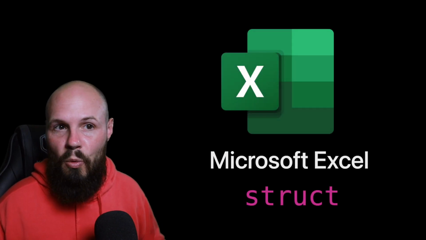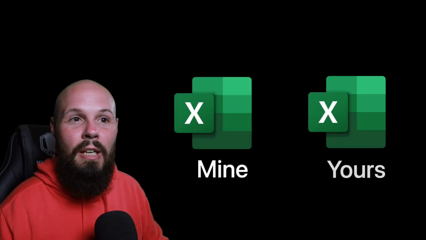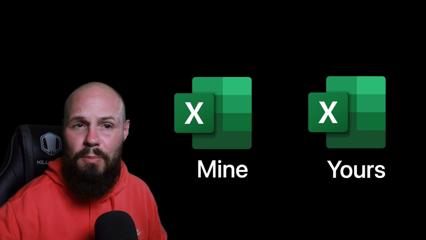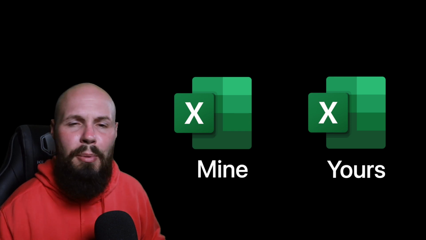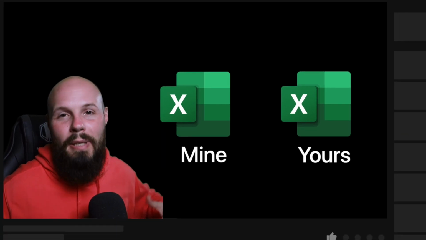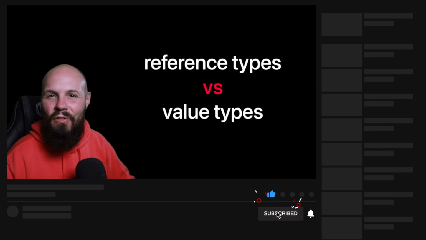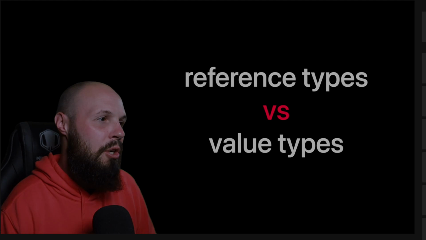A value type would be like the Excel spreadsheet, right? Where I can create a great Excel spreadsheet, email you a copy, and now you have a copy of it. Whatever you do and edit to your Excel spreadsheet doesn't affect my spreadsheet. There's a copy that you can use and manipulate however you like. That would be a value type like the structs. So hopefully that gives you a basic idea of reference types versus value types. Now let's demonstrate it in some code here.